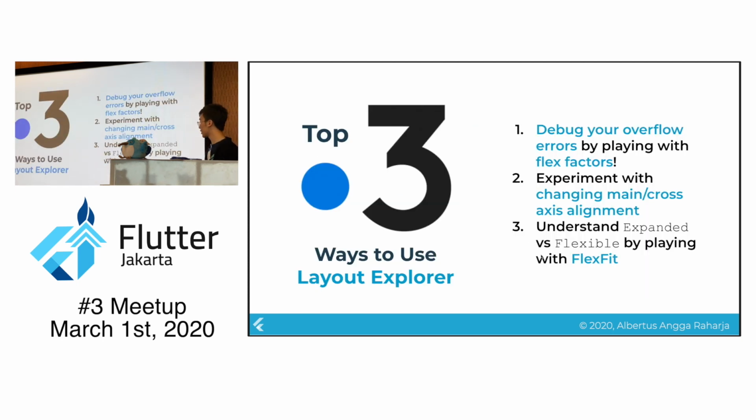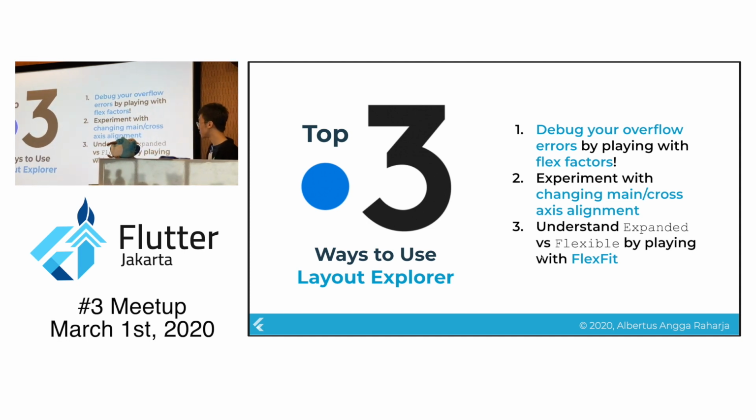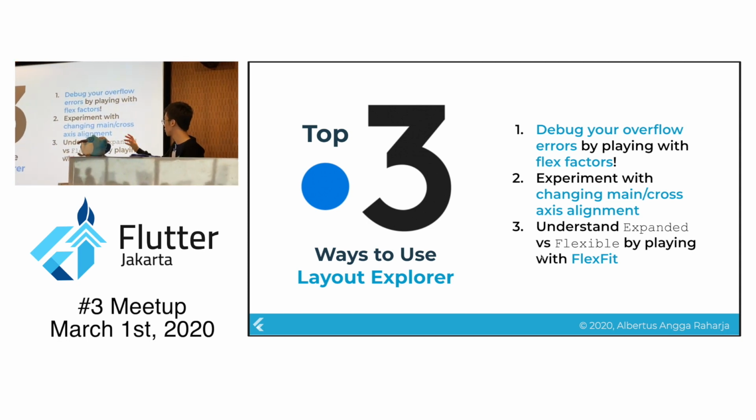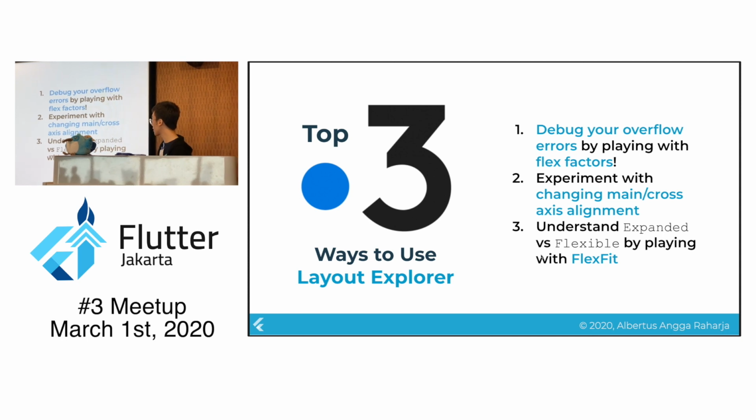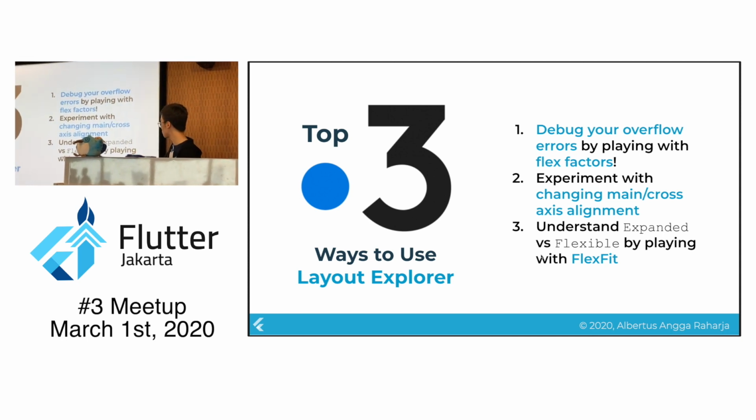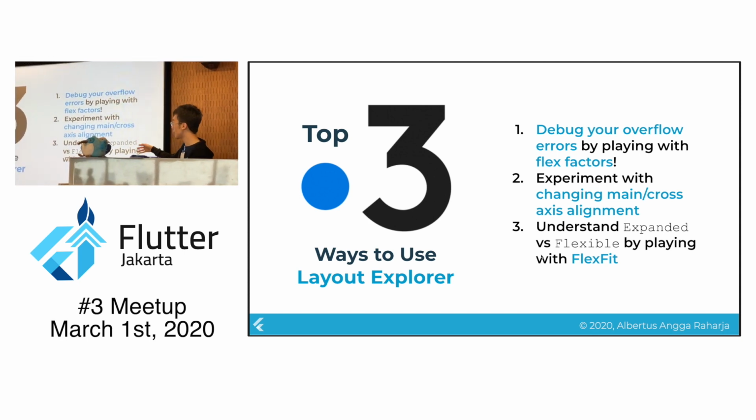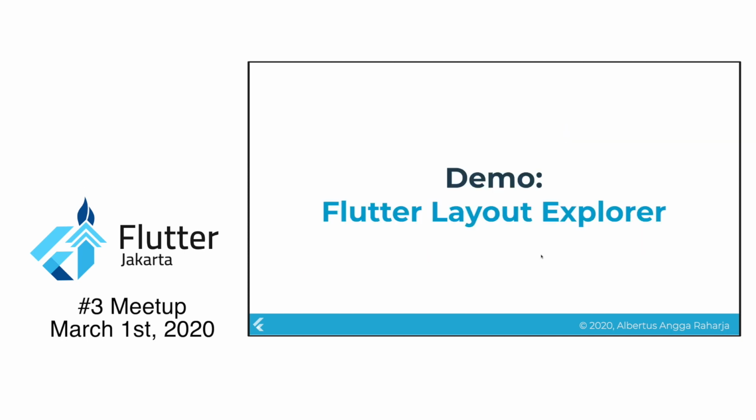So the top 3 ways to use Layout Explorer is, first one, it can debug your overflow error by playing with the flex factors. And then you can experiment with changing the main or cross-axis alignment, because sometimes it's confusing to know which is the main axis, which is the cross-axis. You don't have to worry about it if you're using Layout Explorer. Then you can understand expanded or flexible widget by playing with the flex fit. So those are the top 3 ways to use Layout Explorer.